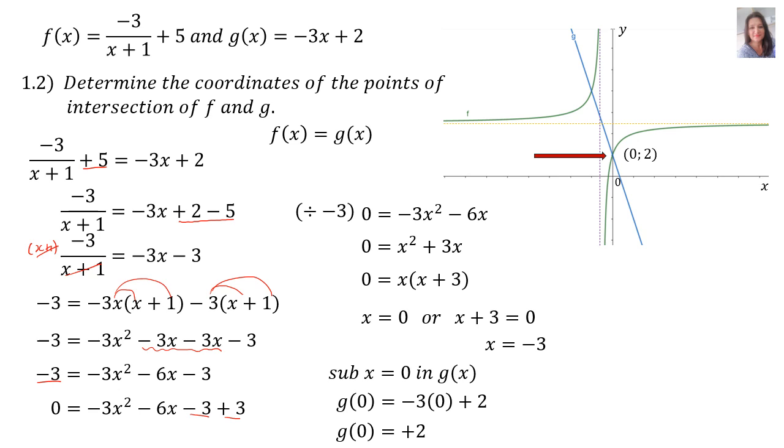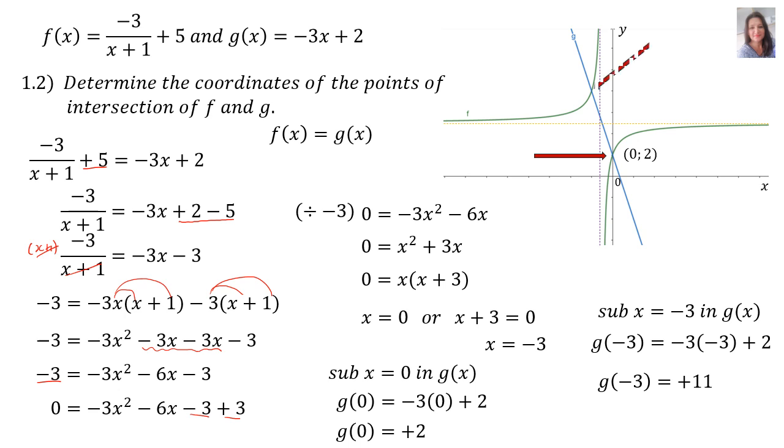And I also have to deal with x is minus 3. So I will say substitute x is equal to minus 3 in g of x. And then when I substitute it in, I end with g of minus 3 is equal to minus 3 times minus 3 plus 2, which is plus 9 plus 2 is 11. And then as a coordinate, you will find it there on the graph, and that is the point negative 3 and 11.